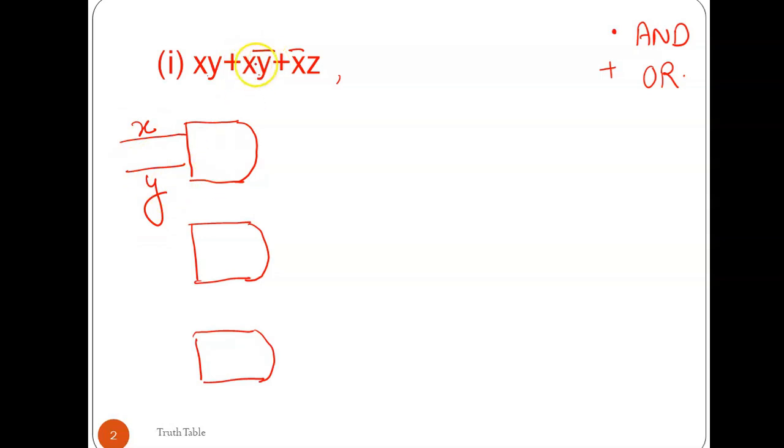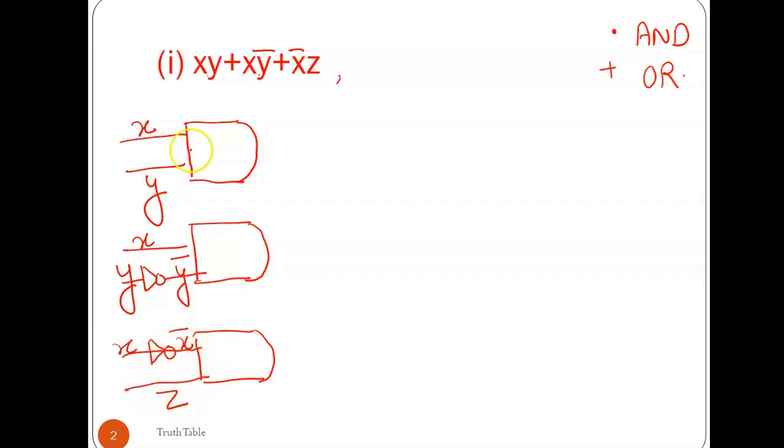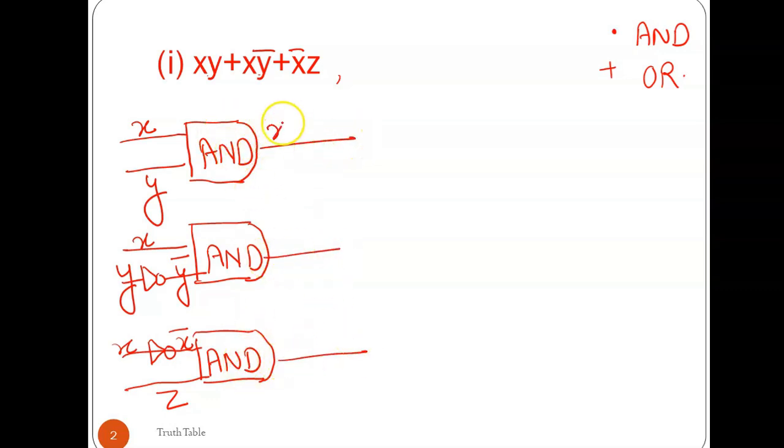Now you can see we have x y bar. Bar is NOT. So here you give x, and then you draw one NOT gate on the y side, and here it will become y bar. Then you have x bar z. Again the same thing, you draw one NOT gate here. This side is x, the other side is x bar, and the second input is z. This is an AND gate, and here also it is AND, and here also AND. When you take out the outputs from the AND gates, they will give you xy, x y bar, and x bar z.